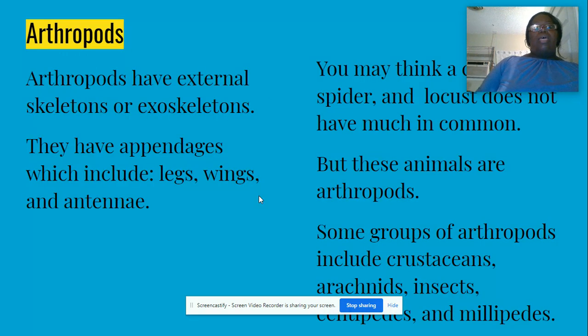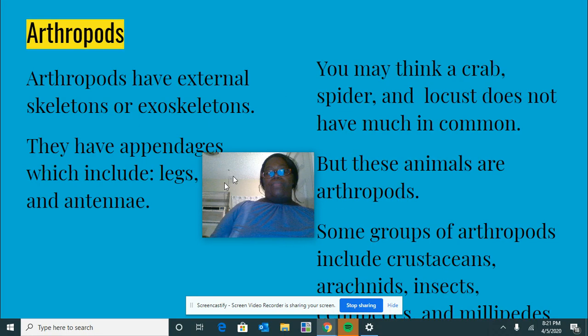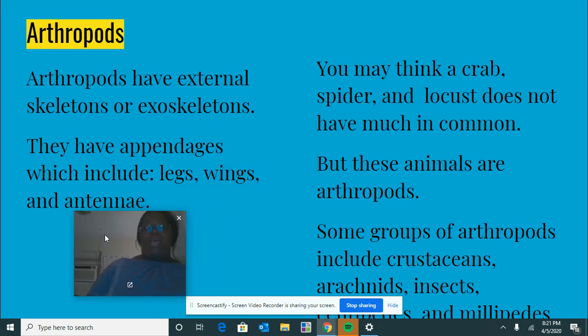So arthropods have external skeletons, or what we call exoskeletons. They have appendages, which include legs, wings, and antennae. You may think a crab, spider, and locust don't have much in common, but they do have legs and appendages, and some, not spiders, but bees and others, have wings. So that's what makes them put into groups like that. But all of these are considered arthropods, which include crabs, arachnids or spiders, insects, centipedes, and millipedes.